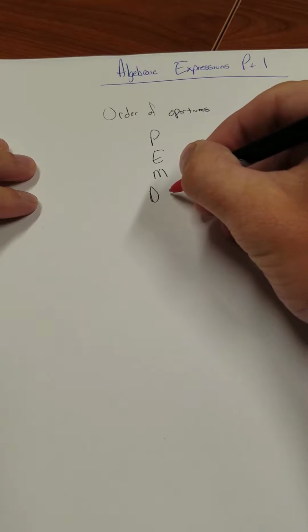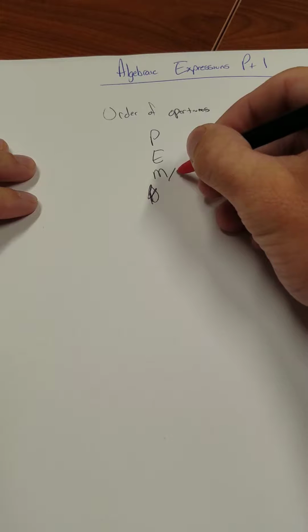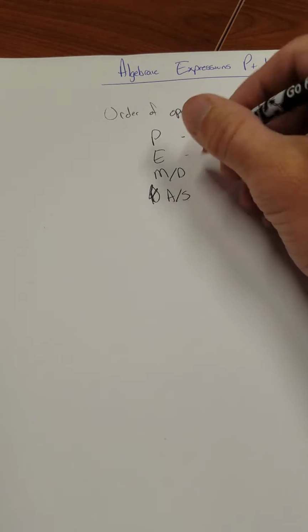Everybody has heard PEMDAS. Please excuse my dear Aunt Sally. So parentheses go first. Those are going to go first. And then come exponents. So you do everything in parentheses first, then you do your exponents.